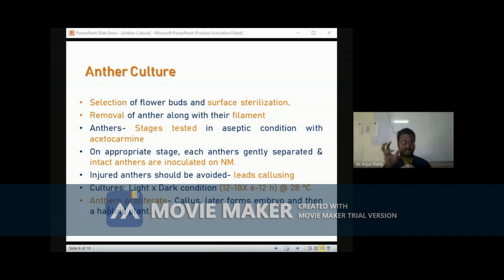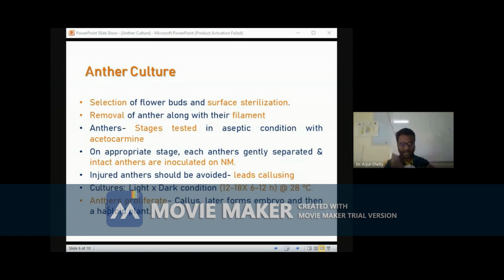Once the anther has been isolated from the flower bud, it has to be inoculated on a nutrient medium. If you conduct the removal of the anther from the flower bud in a natural or open area, there is a possibility that environmental or laboratory microorganisms may come and cause a lot of contamination on the anther. So when we are culturing these on a nutrient medium, the removal of the anther from the immature flower bud has to be carried out aseptically.